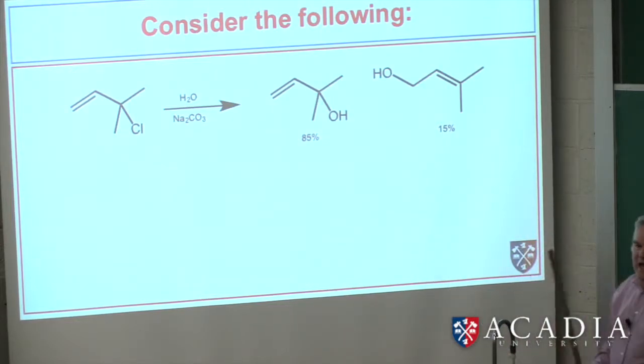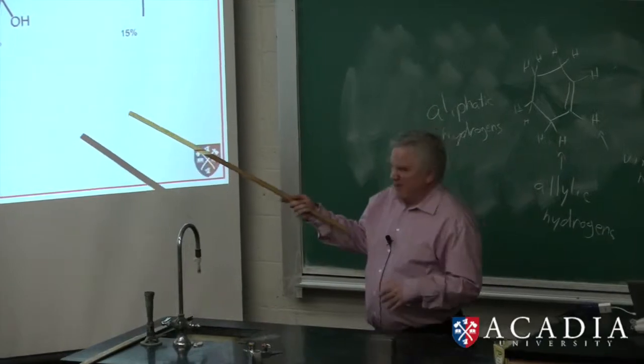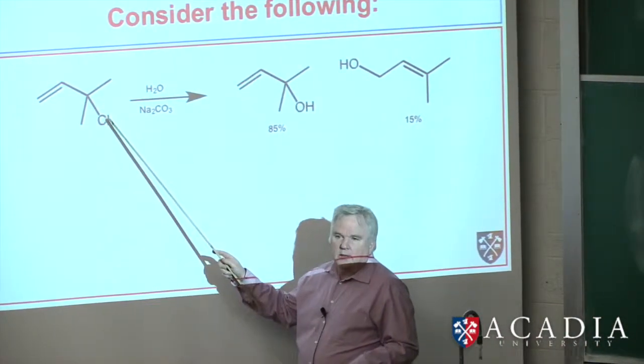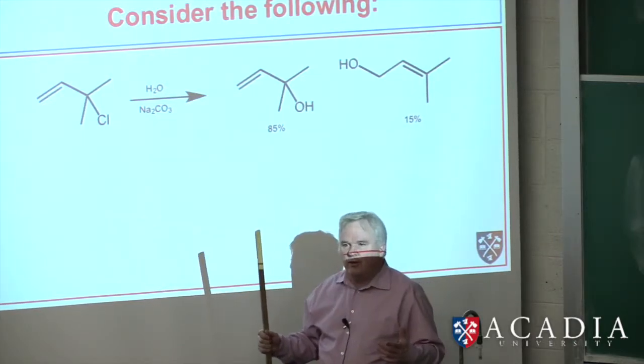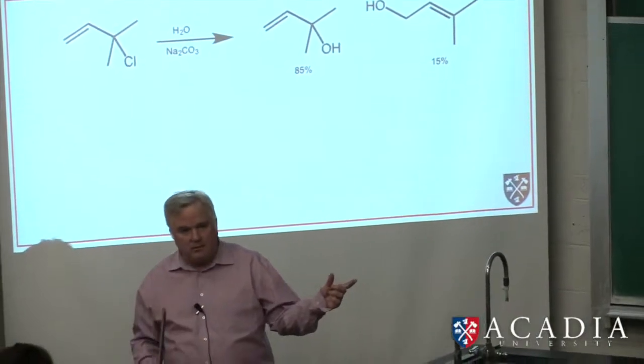What do you know about SN1 and SN2 reactions? So we have, it looks like a tertiary alkyl chloride. Do we get SN2 reactions with those? Do you remember from last year? We're told that we don't, okay?